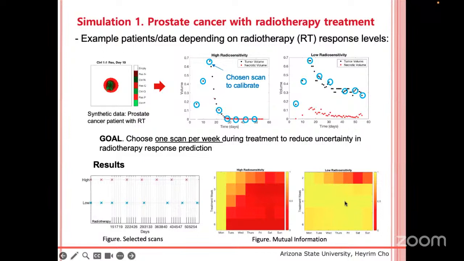However, for the less responding patient, at the 2nd week, you select Monday, but then the mutual information is almost similar from Monday to Sunday, meaning that any scan among the week is going to be similarly informative to learning the radiotherapy sensitivity parameter. And it makes sense because here I'm trying to learn how the patient is going to respond to radiotherapy. And if you look at the radiotherapy schedule, you actually have the weekend break. So Saturday and Sunday, you don't get radiotherapy.